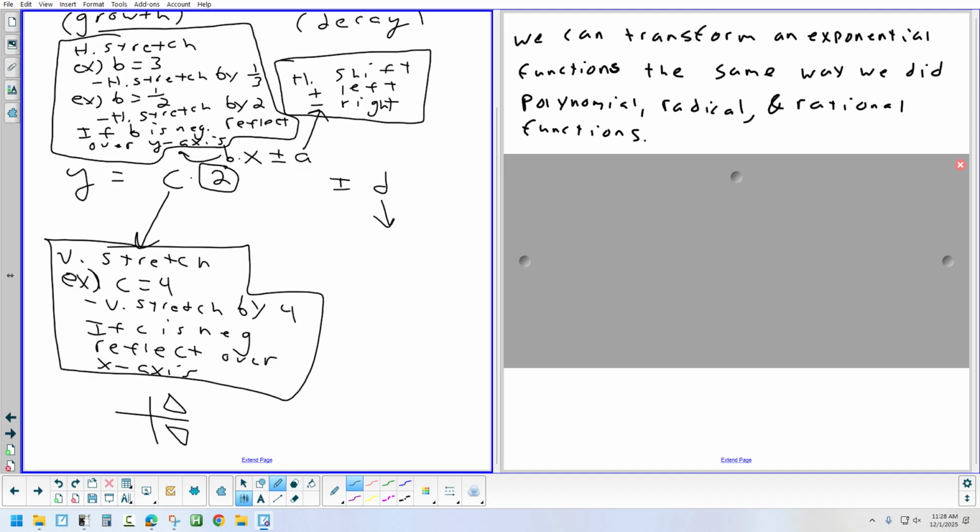And lastly is D, adding and subtracting outside the exponent. What do you think D is going to do? Vertical shift. Yep, vertical shift.